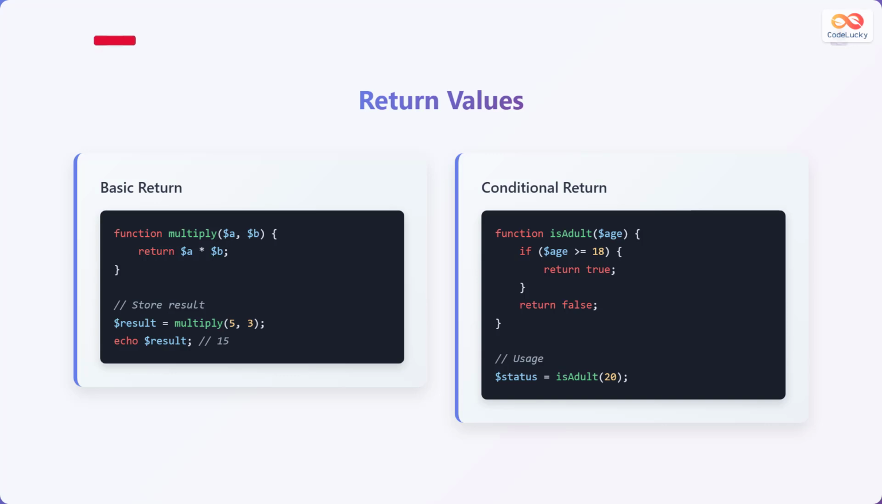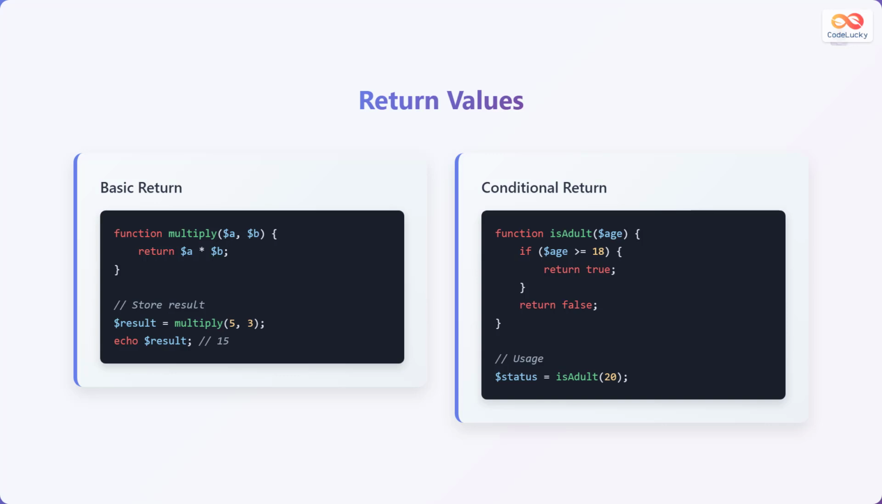Functions can also return values to the caller. To return a value from a function, you use the return statement. Here's an example of a function called multiply that accepts 2 parameters, a and b. Inside the function, the product of a and b is calculated, and the result is returned using the return statement. The return value can be stored in a variable.